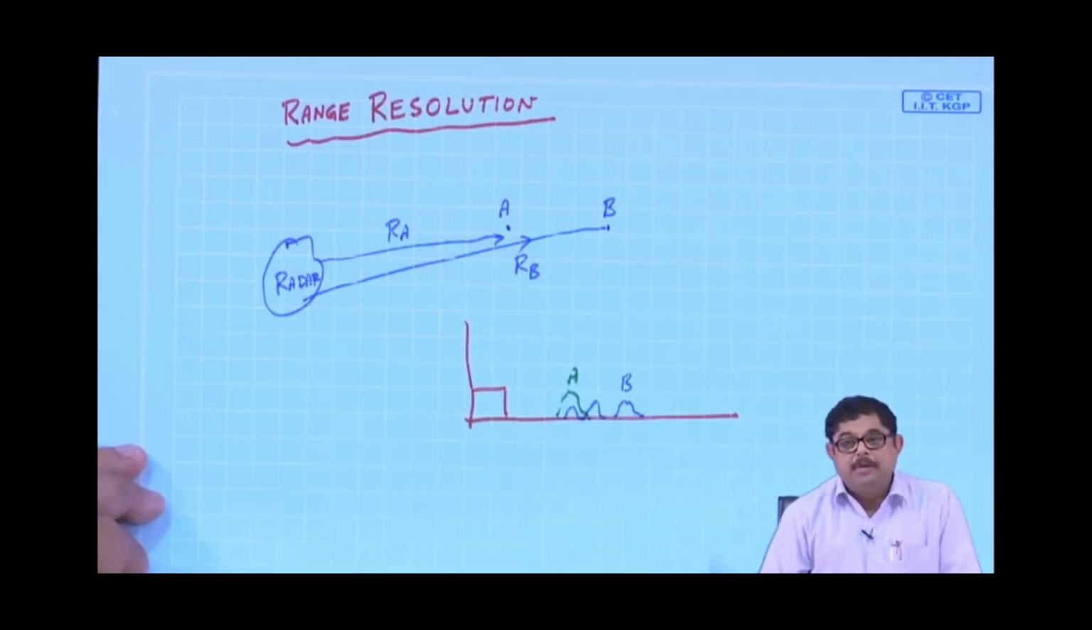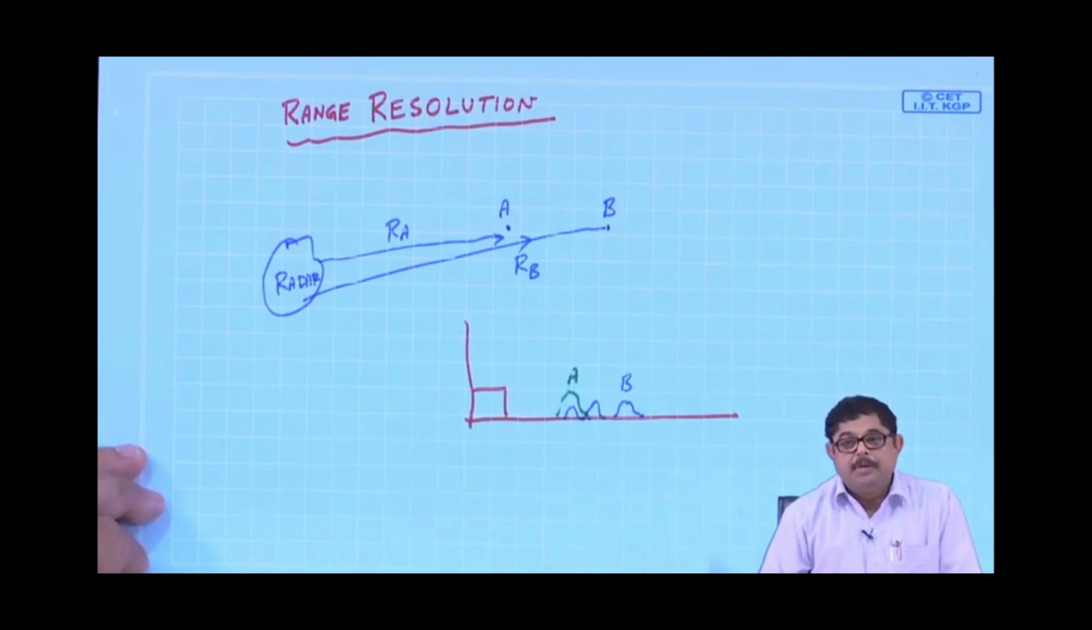This section explains the concept of range resolution. Resolution refers to the radar's ability to distinguish between two closely spaced objects. Suppose there are two objects, A and B, at distances RA and RB from the radar. The radar sends a pulse and receives echoes from both objects.